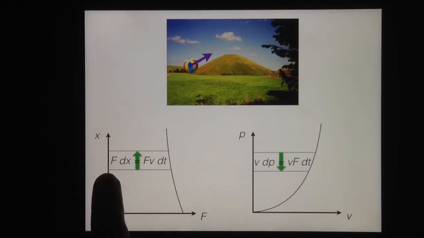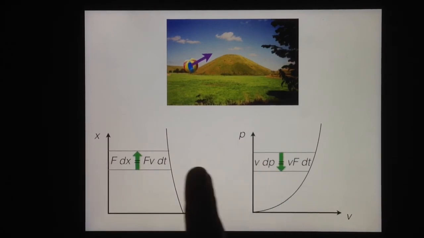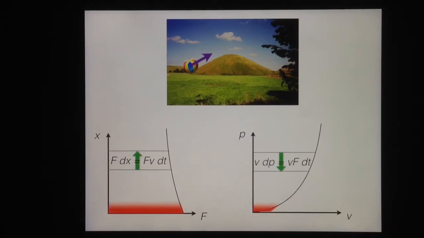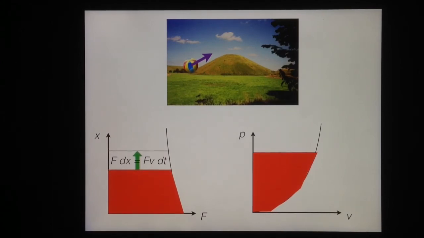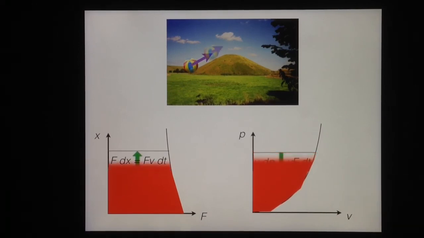So an increase in x makes a decrease in p such that the areas of these two rectangles are exactly the same. And that just means that if you imagine these graphs filled up with something, whatever we put in here must come from here and vice versa. So any change in this liquid on one side comes from a decrease on the other side. And this area, this red area, is actually just the energy.